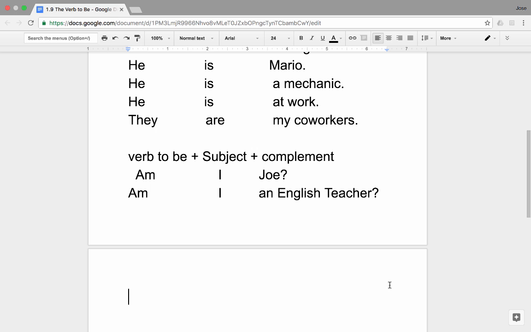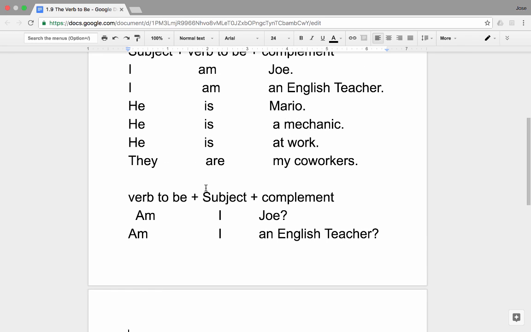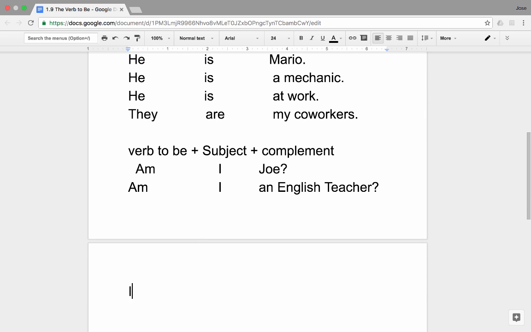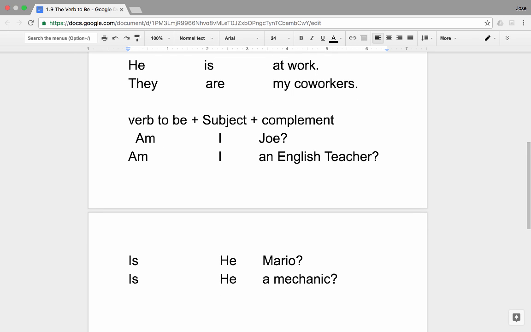So how would we form the next one? He is Mario. If I want to ask the question, I'm going to change the verb to be to the beginning, and I'm going to say, is he Mario? Okay, is he a mechanic? Is he at work?